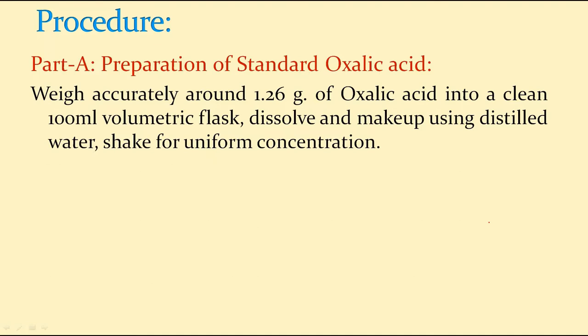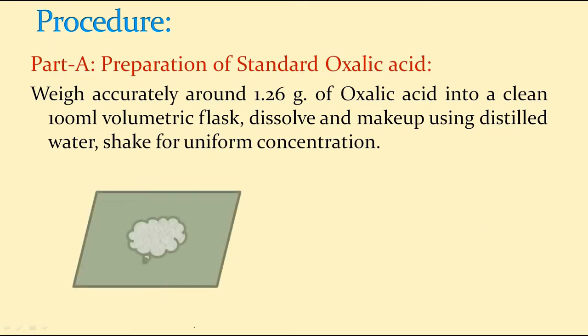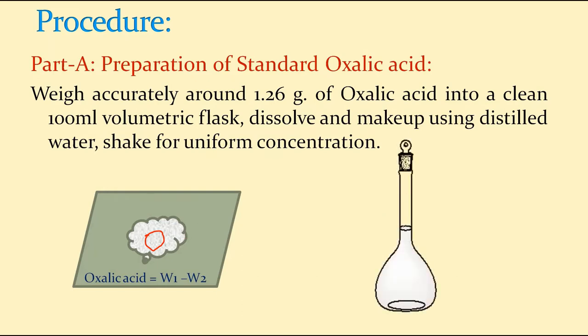This is a simple procedure. We weigh out accurately around 1.26 grams of oxalic acid, approximately 1.26. Here we take W1 and W2, where W1 is the weight of oxalic acid along with the weighing bottle, and W2 is the weight of the empty bottle, and the difference of W1 and W2 gives you the weight of the oxalic acid. This oxalic acid is transferred into a standardization flask of 100 ml. First we dissolve it in an adequate amount of water, when we observe a clear solution, make up to the mark and shake it thoroughly to ensure uniform concentration. This is part A, and we can calculate the normality for it in a later part.